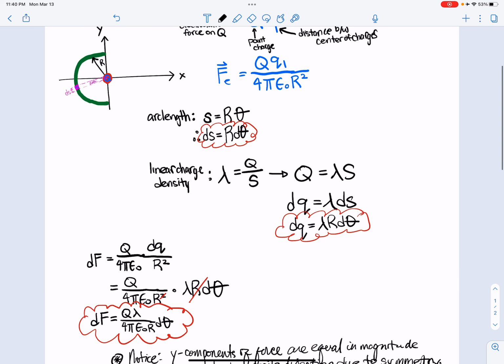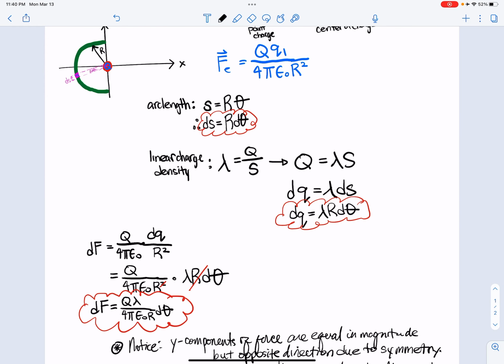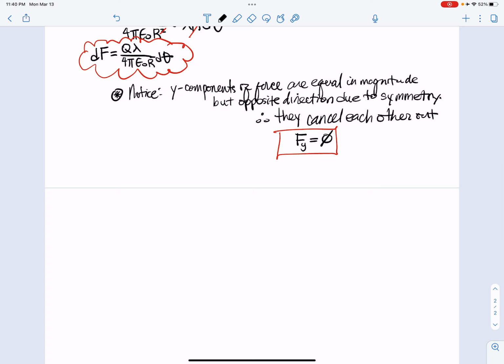And then notice that for x, because it's all in the second and third quadrant of this graph, the x's are all going to stack up on top of each other, right? They're all going to face towards positive x, if the charge of this semicircular rod is also positive. They all stack up on each other. But if the charge of this semicircular rod is negative, then they would all stack up towards negative x, right?